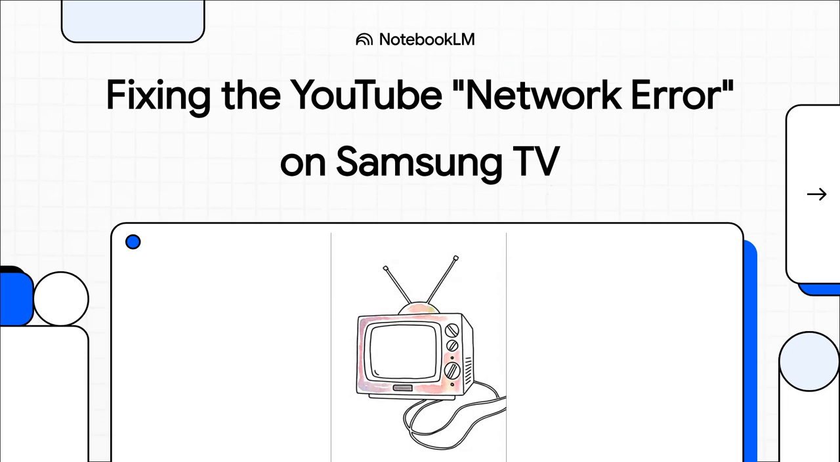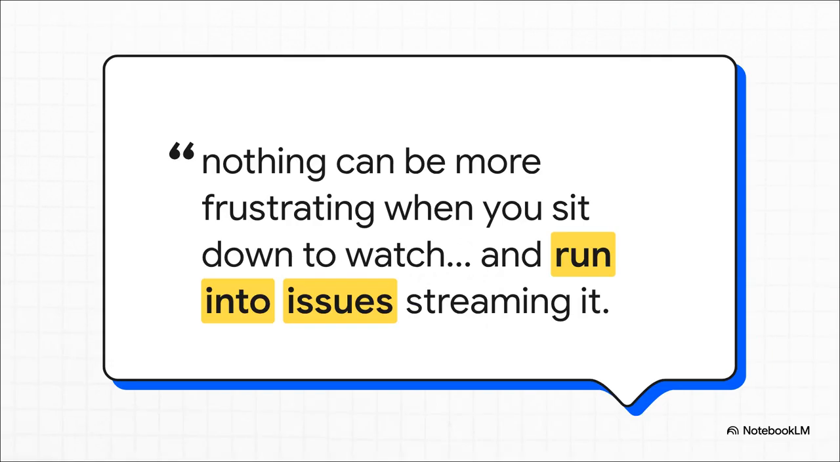We've all been there, right? You sit down, you grab the remote, you fire up your Samsung TV, click on YouTube, and then bam, you see it. That dreaded network error. It is one of the most frustrating little messages in modern life. So in this explainer, we're going to walk through the simple step-by-step fixes to get you back to streaming fast.